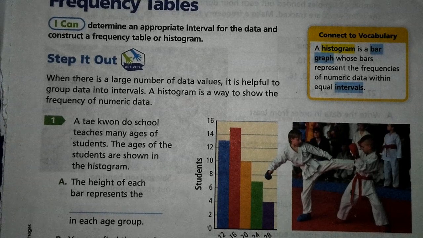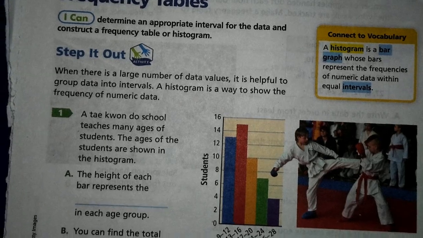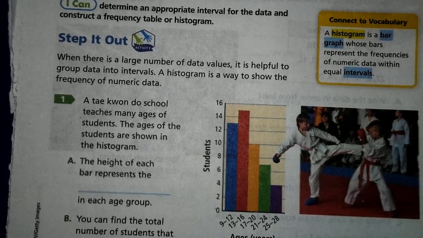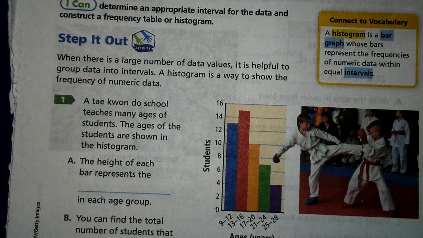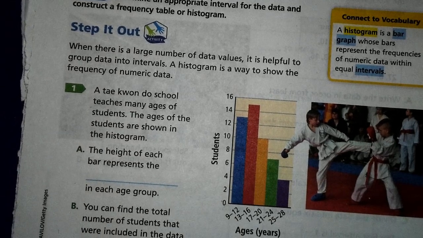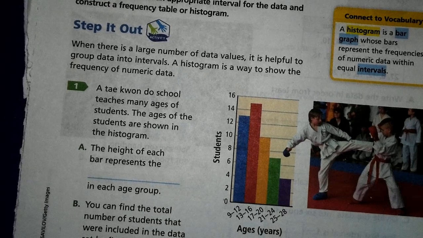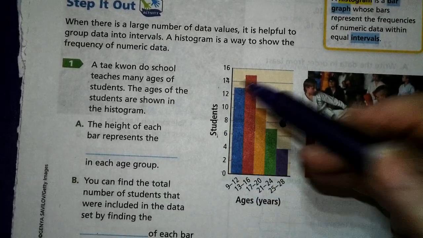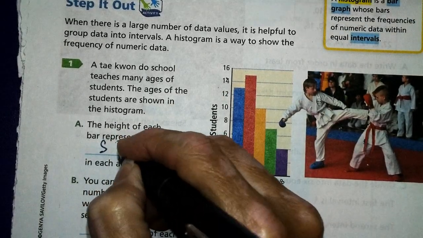When there is a large number of data values, it is helpful to group data into intervals. A histogram is a way to show the frequency of numerical data. A, Taekwondo school teaches many ages of students. The ages of the students are shown in the histogram. The height of each bar represents blank in each group. So as you can see, it represents the number of students.